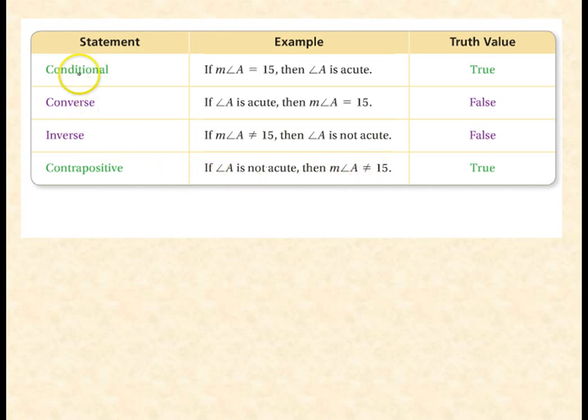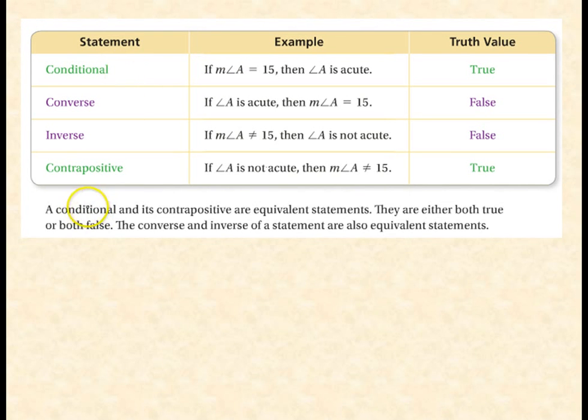You notice that these are kind of color-coded. Conditional statements have what we call logical equivalence. The original conditional and its contrapositive are equivalent statements. That means they're either both true or they're both false. The converse and the inverse are also equivalent statements. That means that if one of them is false, the other one's false too. If the converse is true, then the inverse is also true.